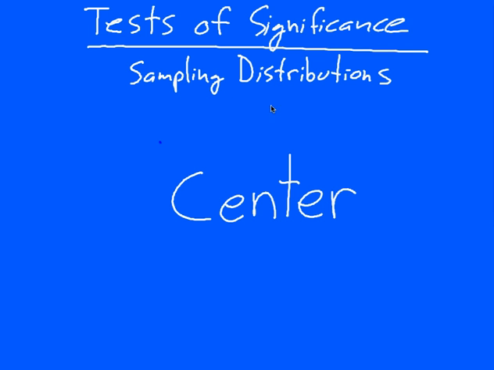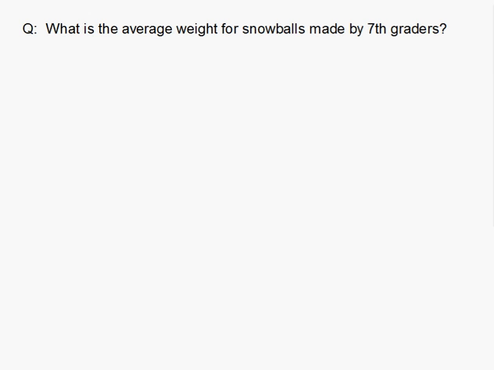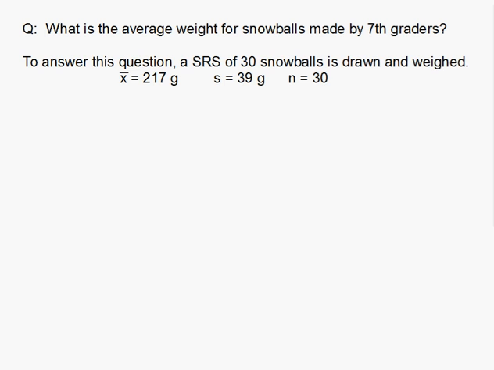We've talked about the shape of sampling distributions. We've talked about the spread. Now we get to talk about the center. Let's look at an example. The average weight for snowballs made by 7th graders. Always a good example. So we can take a simple random sample of 30. We get our sample mean, sample standard deviation, and of course n is 30 because we have 30 snowballs.